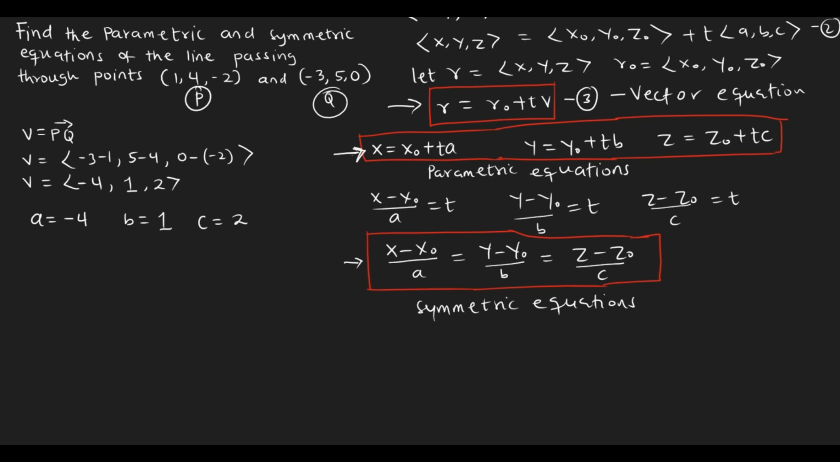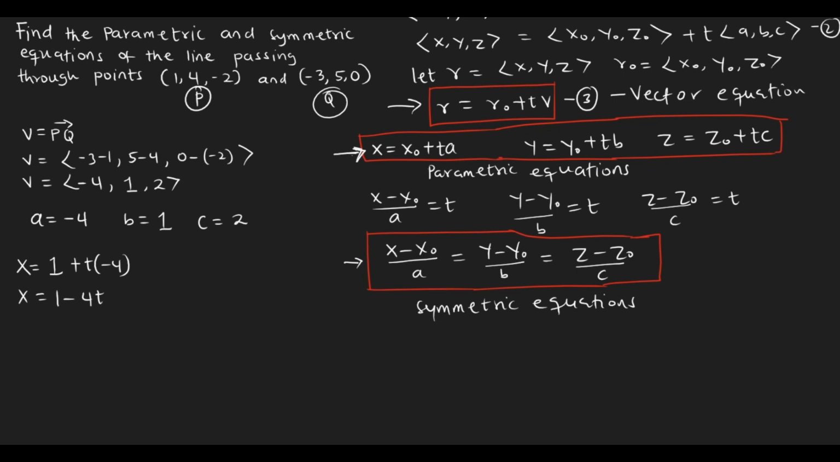So for the parametric equations, the first one is x equals x naught plus ta. In this case, x naught is 1, because I'm considering point P. So that's 1 plus t multiplying a, which is -4. This gives us x equal to 1 - 4t. So that'll be the first parametric equation.